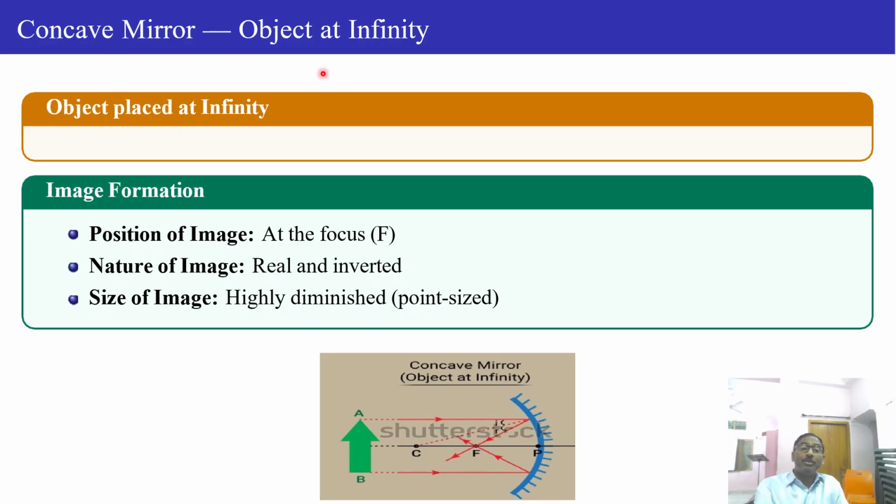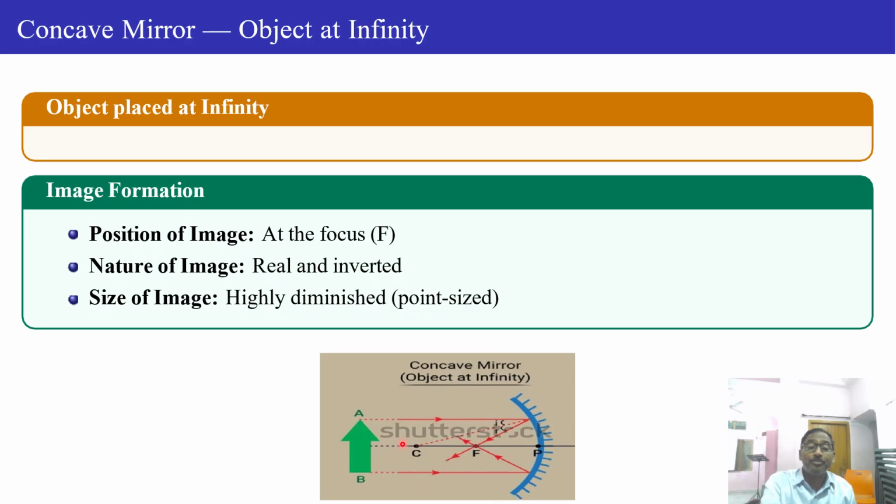Coming to concave mirror, object at infinity. So object placed at infinity. In all the cases I am going to give the diagrams now. Object placed at infinity, image formation, position of image at the focus. So if you take the object at infinity, where will the image be formed? At focus. You can observe the diagram.